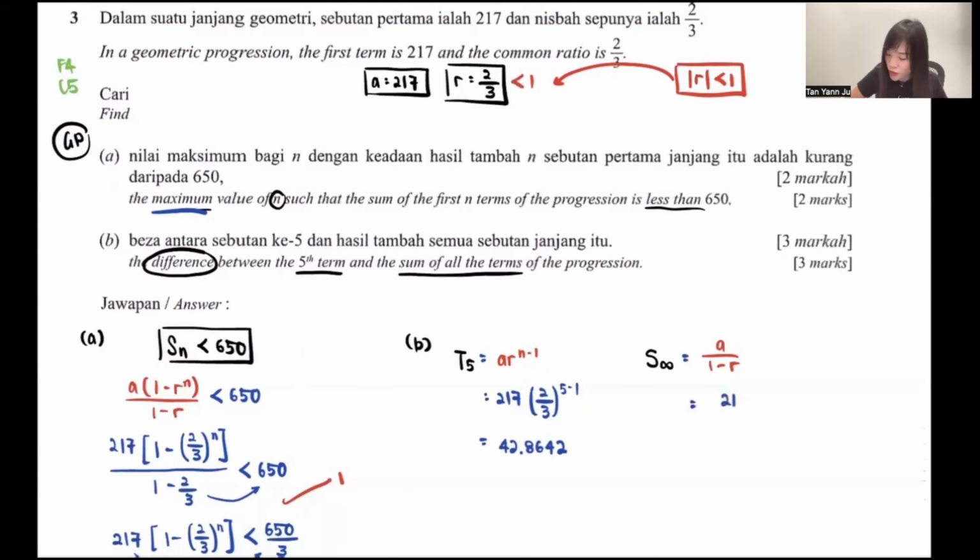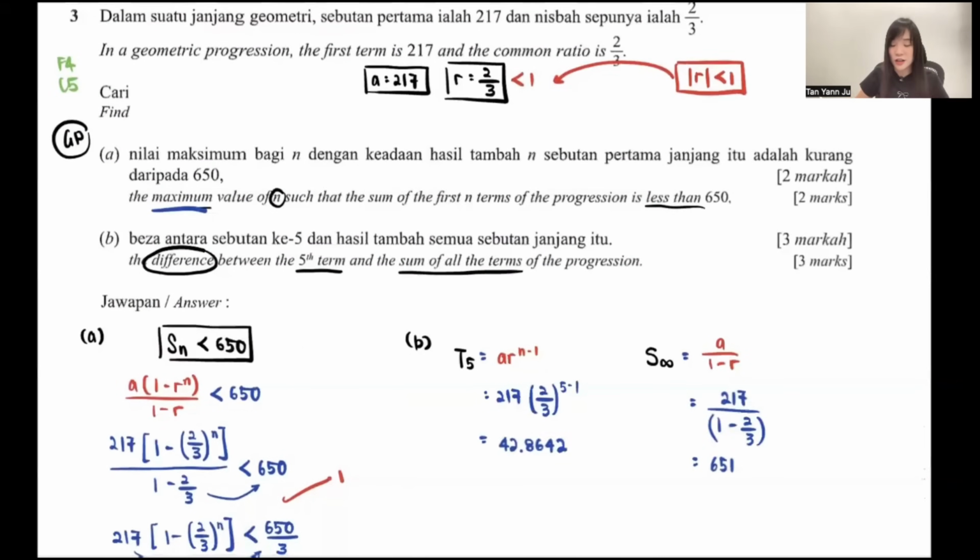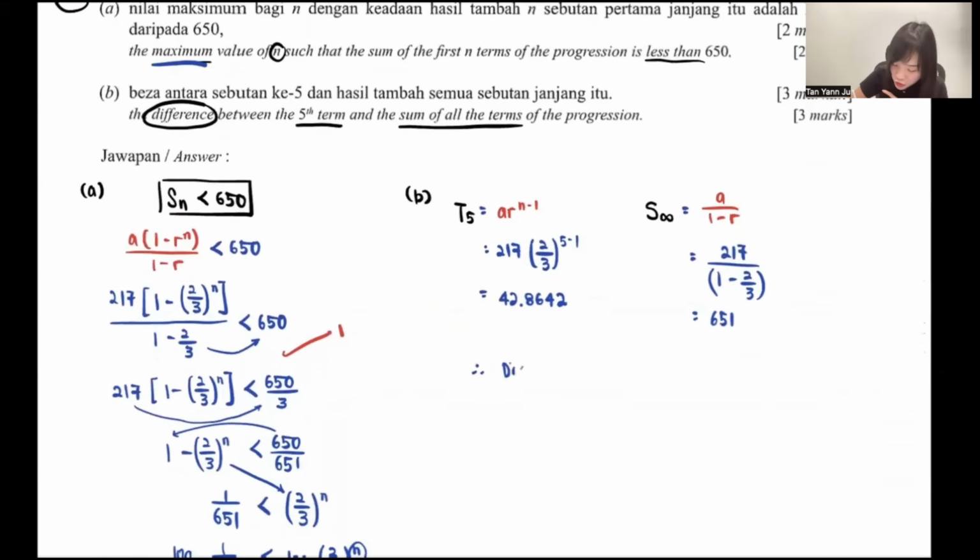How about that one? So my A is 217 over 1 minus R, which is 2 over 3. I put a bracket for you. So 217 divided by 1 over 3, I'm getting 651. So now they are asking you the difference. So how do we get the difference? I repeat again, always use the big one minus the small one. So 651 minus 42.8642.